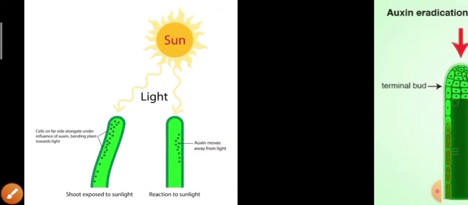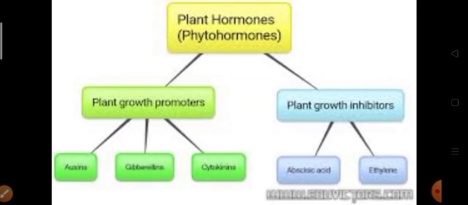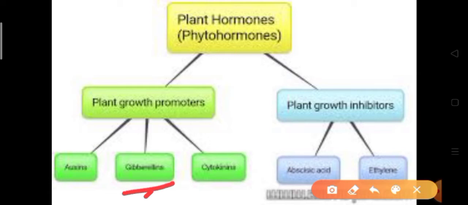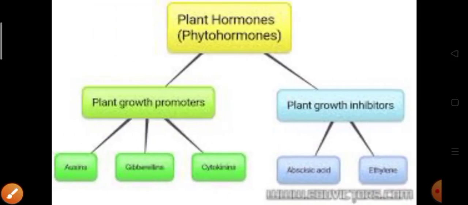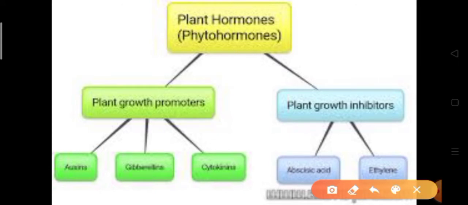Okay, so next is your gibberellin. Gibberellin promotes stem elongation, and it is not produced in the stem tip. Gibberellic acid was the first of this class of hormone to be discovered. It also helps in stem elongation.